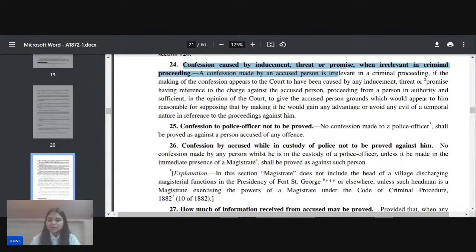Now, who is a person in authority? One who stands in a relationship where he has control or can interfere regarding the statement of the accused, right? So this is section 24.